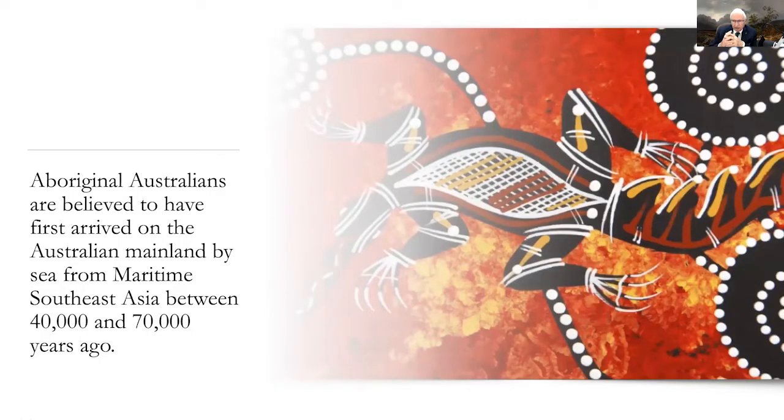Of course, we need to understand that Australia is an old country. The Aborigines first arrived on the mainland from maritime Southeast Asia an estimated 40,000 to 70,000 years ago. So they've been there for a very, very long time.